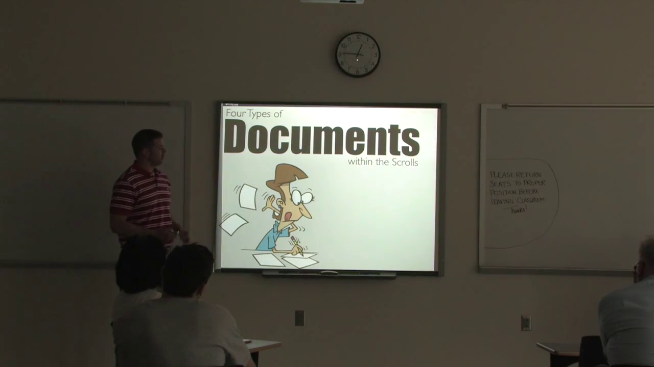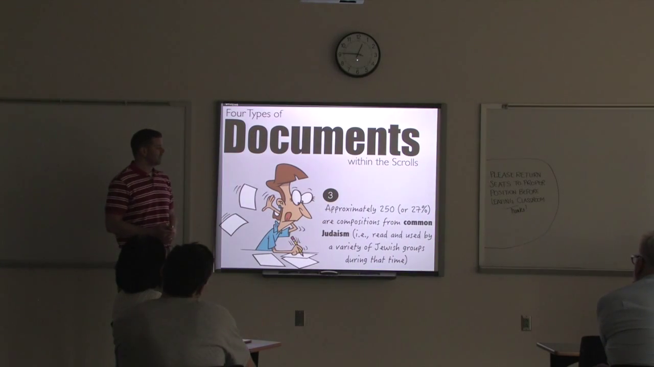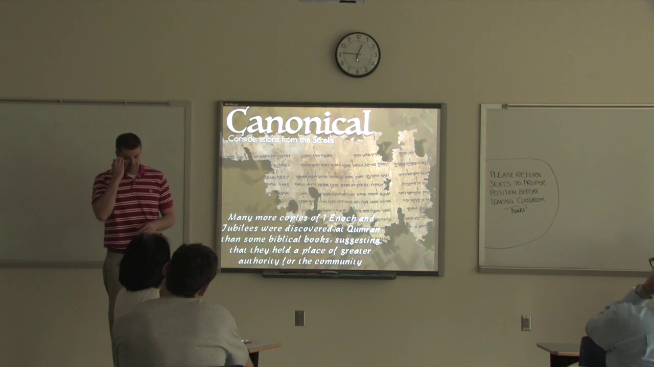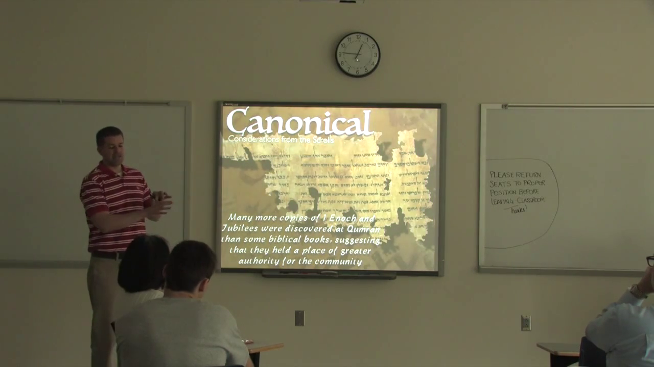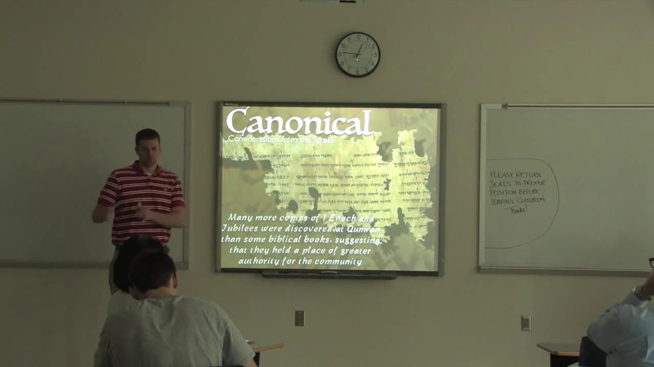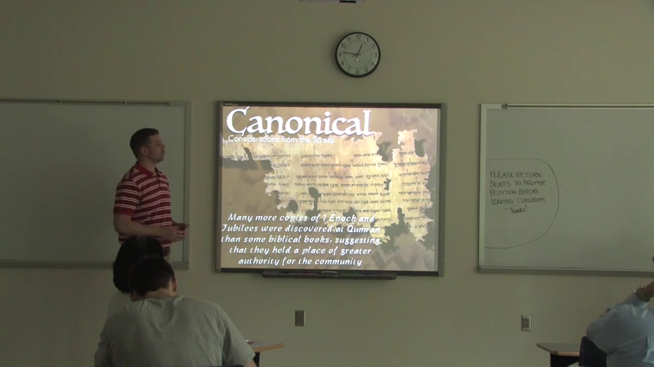The third kind of material or text that we found in these are texts from what we call common Judaism. So texts that were read and used by lots of different Jews from around this time period, or texts that were used but not biblical texts. These are important because they help us understand how ancient Jews at that time viewed the canon. So which books were in, which books were out, how they understood the authority of different books.